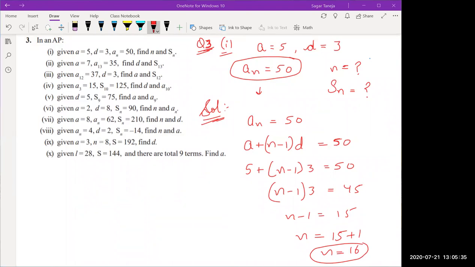Students are late, they are coming late. Still, they are entering, 5 minutes late.